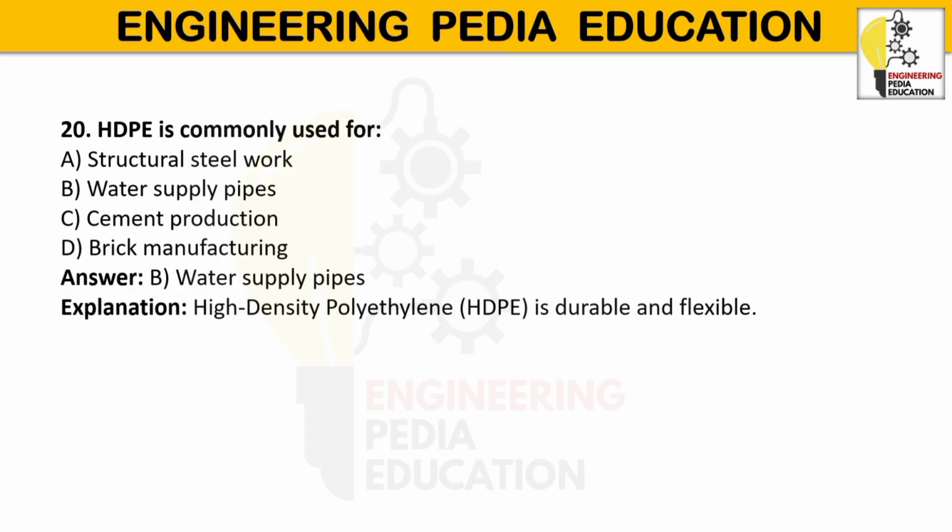HDPE concludes as a reliable plastic material used in engineering today. Its strength, flexibility, and corrosion resistance make it an ideal choice for water supply, drainage, irrigation, and utility infrastructure.